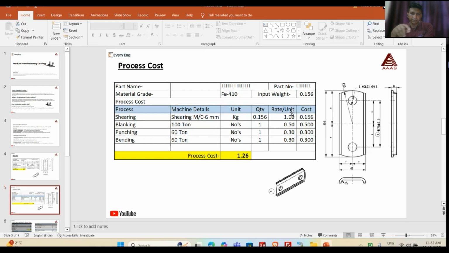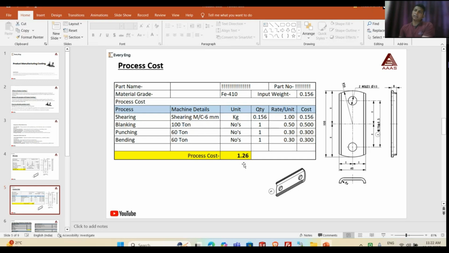And after that we consider 50 paisa, 30 paisa and 30 paisa. For the 100 ton press machine, we calculate 50 paisa. 100 ton machine, 50 paisa. 60 ton machine, 30 paisa. 60 ton machine, 30 paisa. So the total process cost will be 1.25.